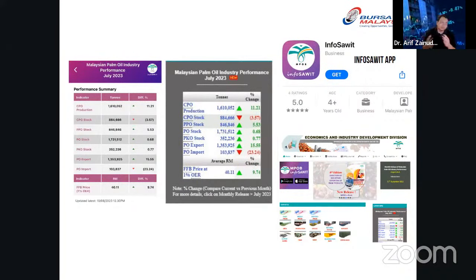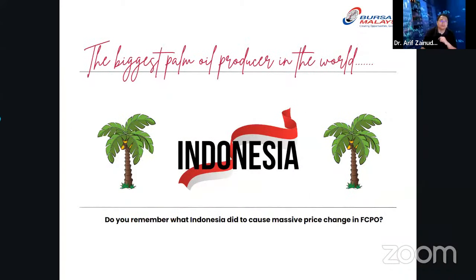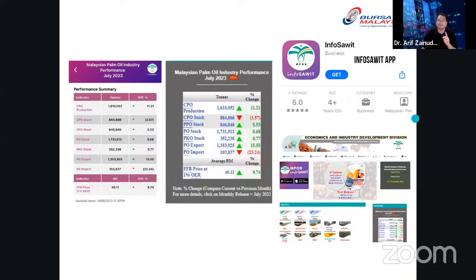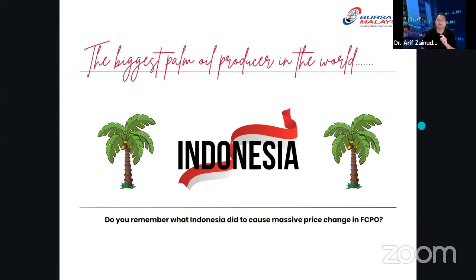So where do we get the data? You can go to the App Store and find InfoSawit. Type InfoSawit in the App Store or Play Store, whether you're using Android or iOS. Download the app and then click on performance. It shows the performance of the palm oil industry for the whole previous month. So that's about supply and demand for the fundamentals of CPO.